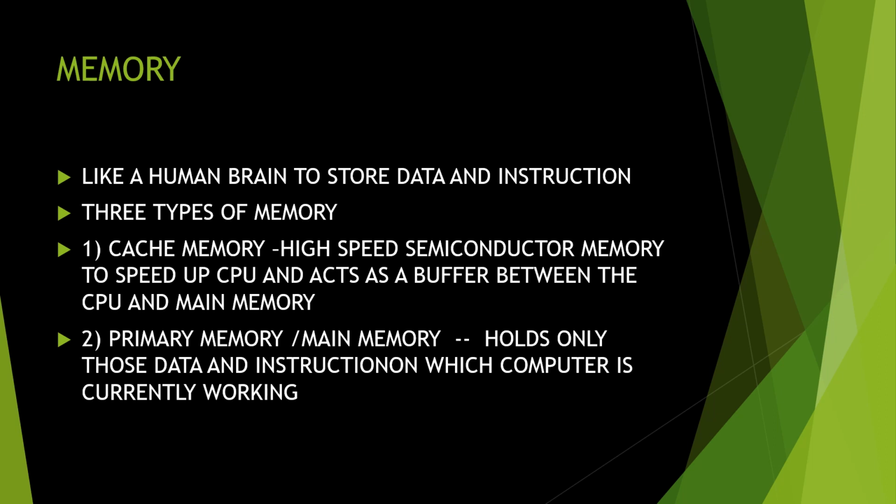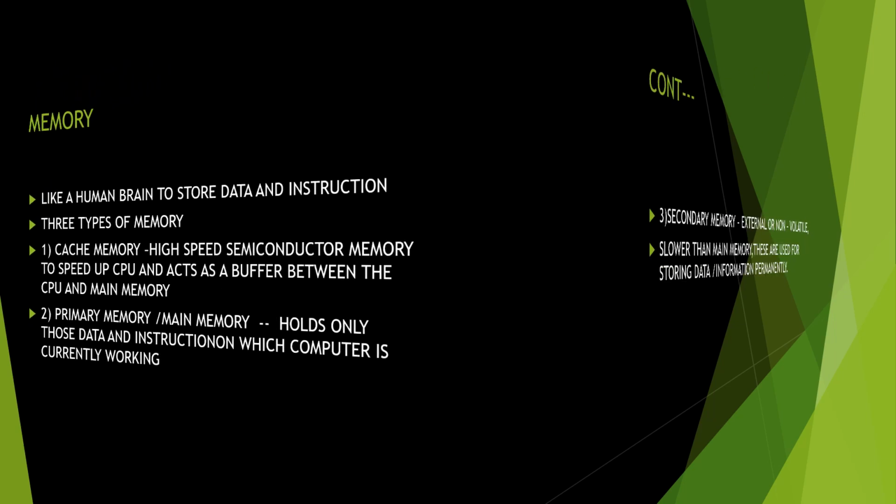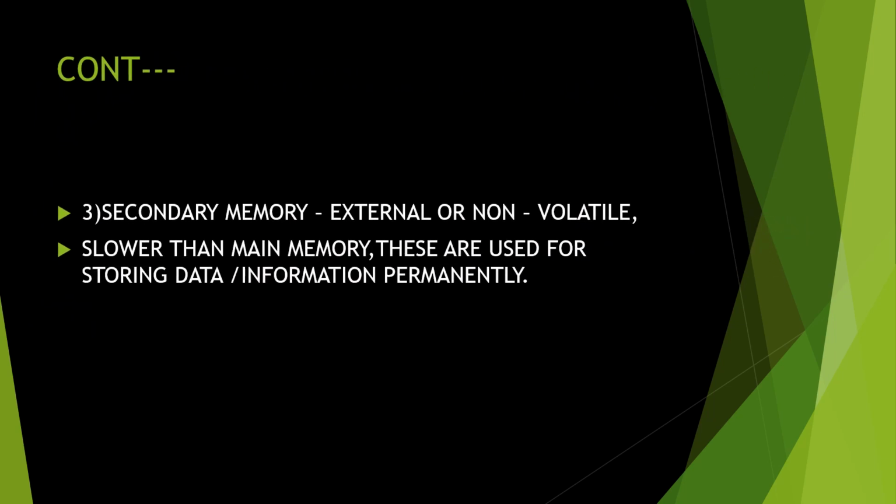Next is secondary memory. It is external and non-volatile. Non-volatile means the data is not erased. It is slower than the main memory. The speed is very low, but the storage is high. It is used for storing data and information permanently. Understood? The secondary memory is the area where high storage happens, and since storage is high, the speed is very low.